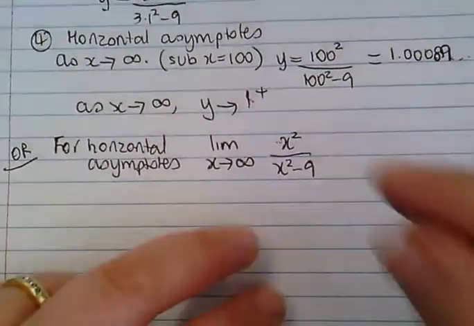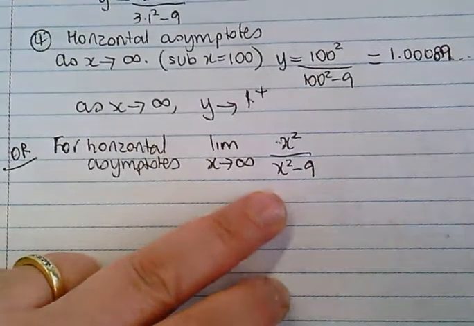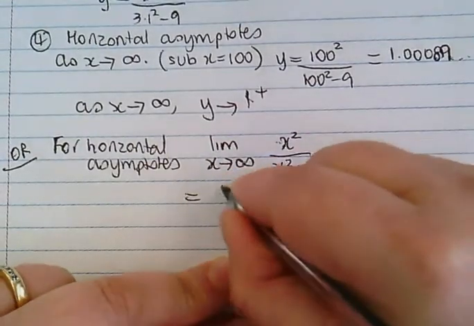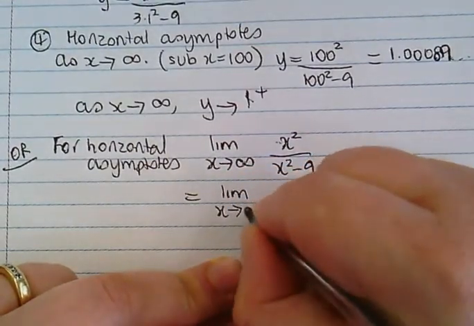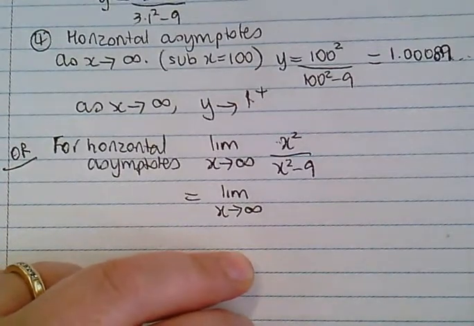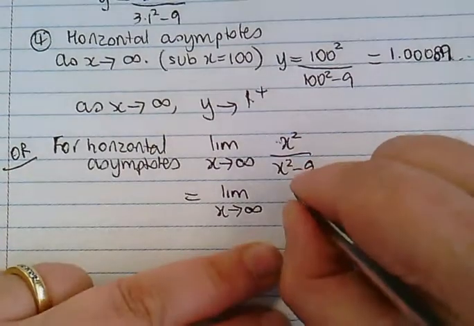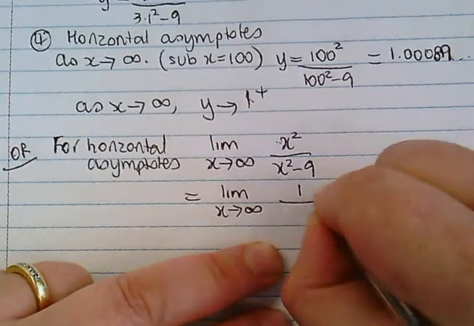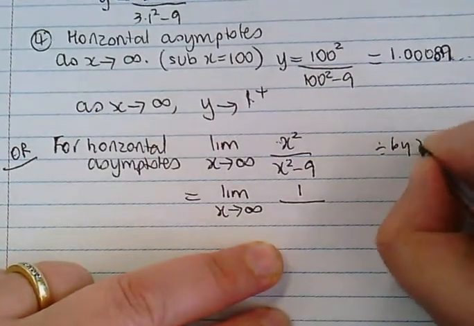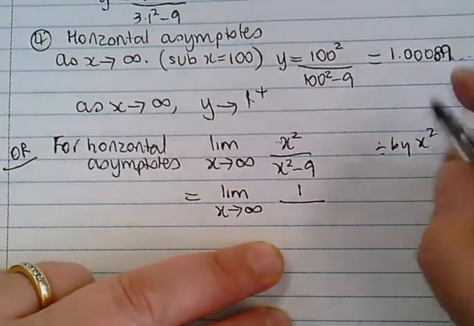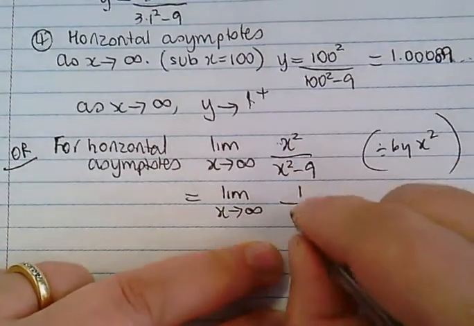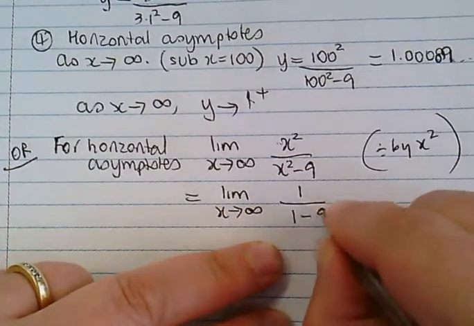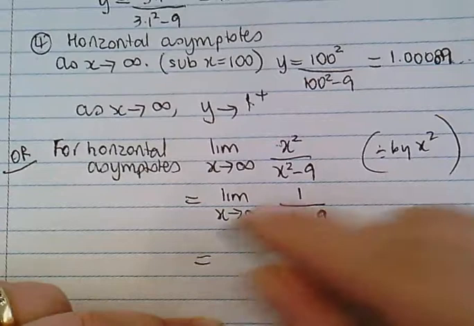So, the limit as x approaches infinity, how do I do that? Equals the limit as x approaches infinity. Don't I divide by what? X squared. What do I get if I divide the top one? I get 1. So I'm going to divide through by x squared. I'm just going to put it here. 1 over x squared on x squared is 1 minus 9 over x squared. Are we okay with that?